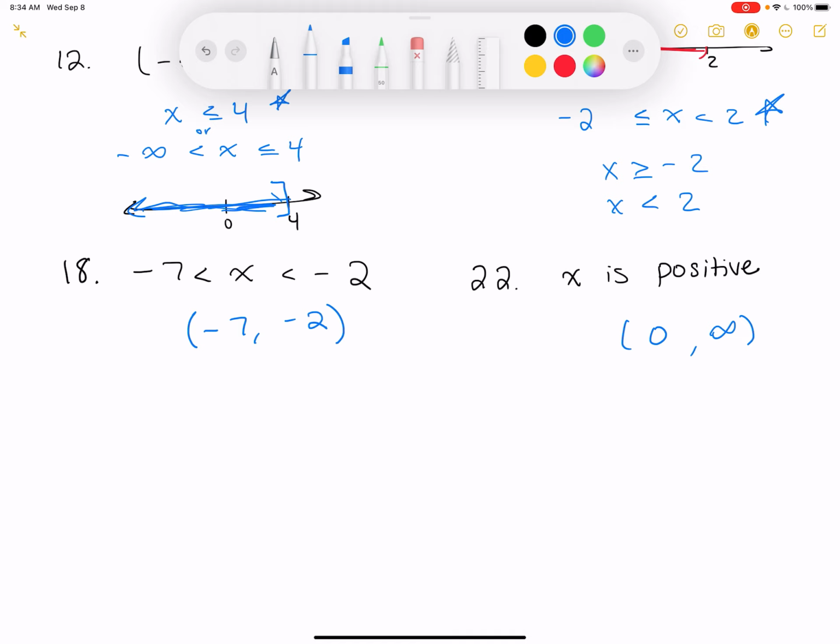And does it matter which one goes first? Yes, they have to be in order, smallest to largest. So if it said x is negative, the negative infinity is on the left. If x is positive, the positive infinity is on the right. Yeah, so if it was this, it would look like that.